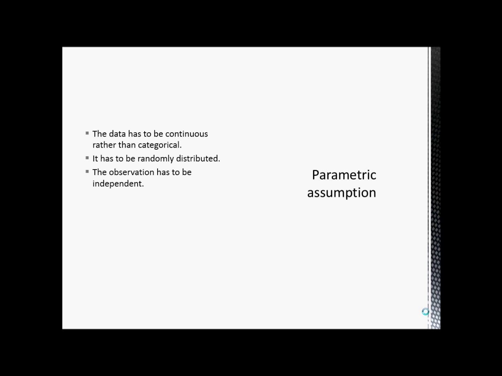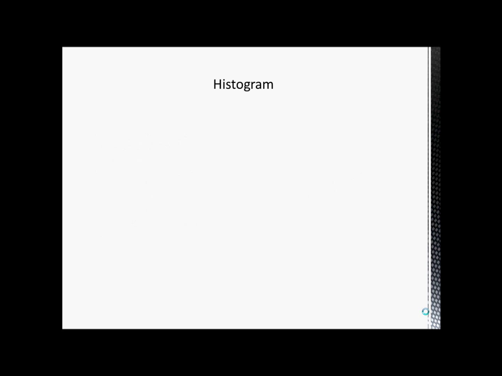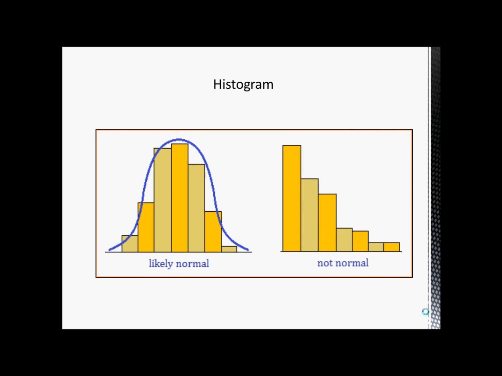The observations have to be independent. Data has to be normally distributed. And every time you take a sample from a population, the variance will always be the same. To check if the data is normally distributed, we need to create a histogram where, as you can see on the left, the data is evenly and normally distributed, where you can draw a bell-shaped line. So both sides are basically the same.